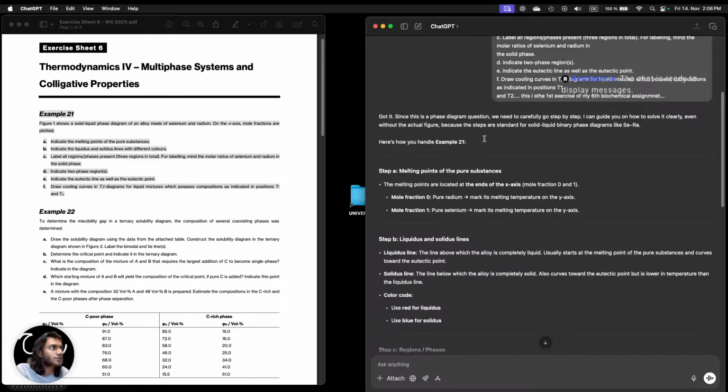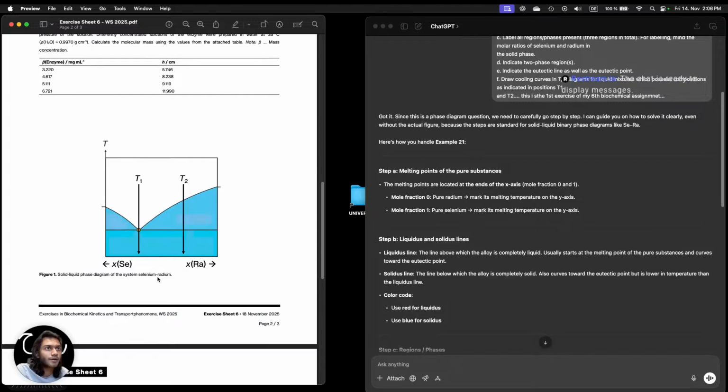Got it. This is a phase diagram question. Figure 1 shows... where is figure 1? Oh no. How will I show this diagram? How can I show this to ChatGPT?